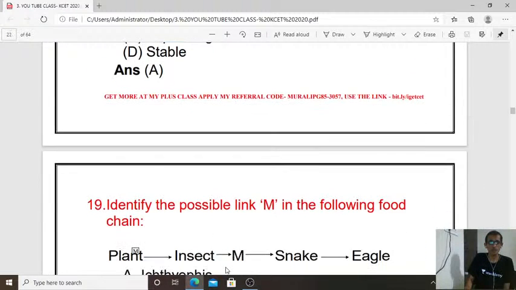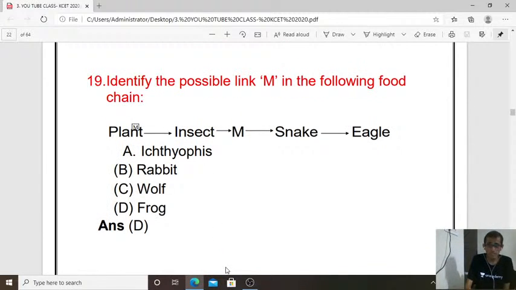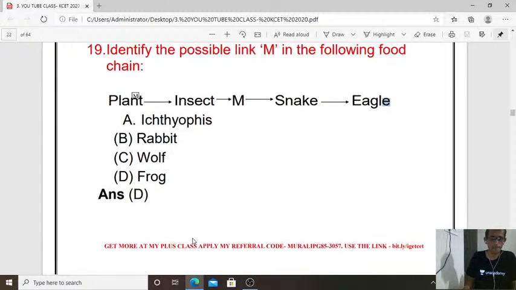Next, question number 19. Identify the possible link M in the following food chain. What is this M? It is the frog, isn't it? It's very simple. Plant, insect referring to grasshopper, frog, snake, eagle. It's a very simple type of food chain. So these things are very important in the case of our nature to maintain stability.